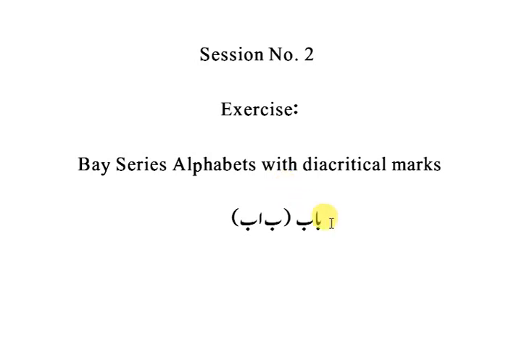Sorry, it's the wrong one. Put it again. Okay, I'm going to put it again. This one is called Zabar sign. It is also like this one as well. Okay, so this word is called Bab. It has three alphabets in it. In parentheses, you can see Be, Alif, and Be.